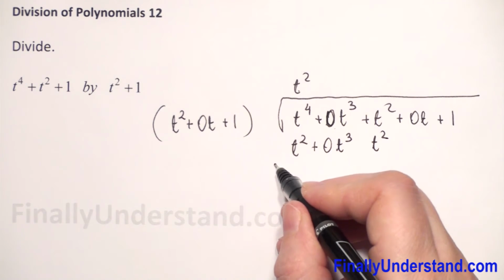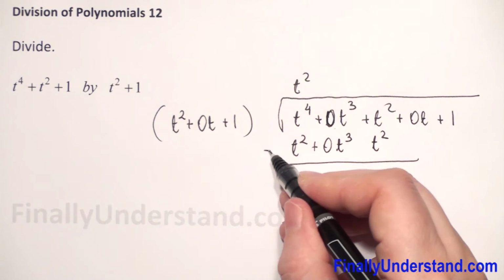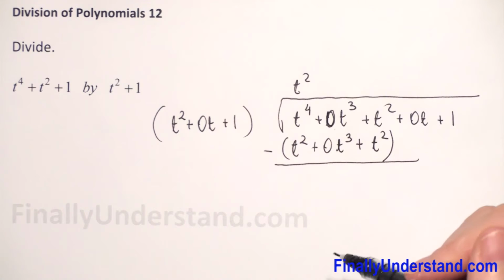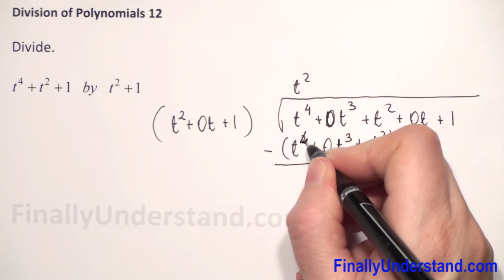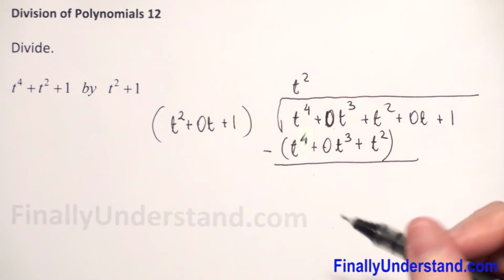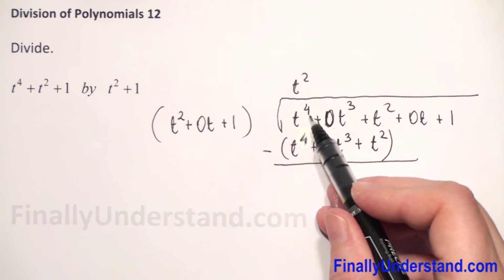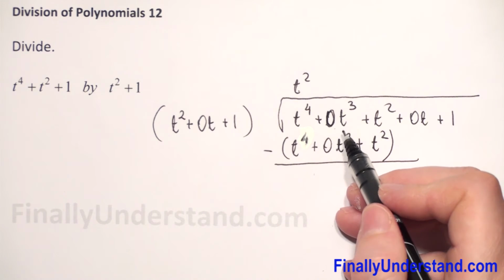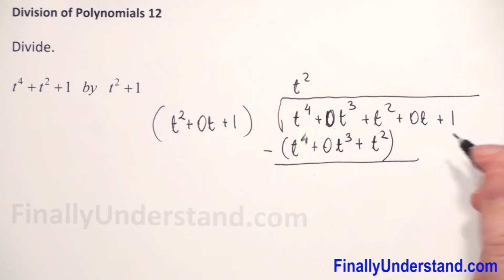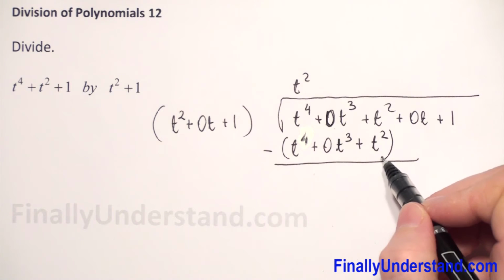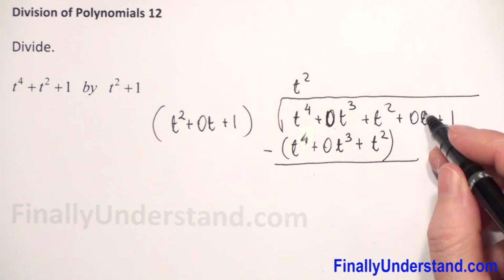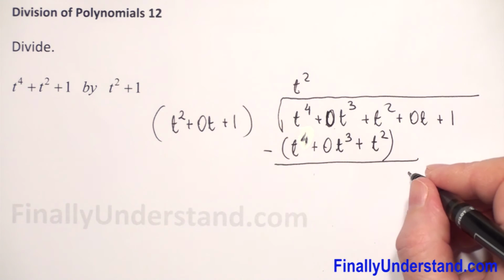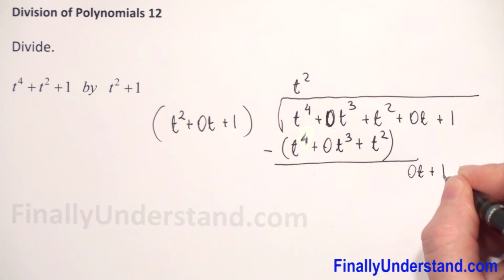Now, of course, that's here. So next we have to do subtraction. Here is positive because 1 times t squared is positive t squared. I should write here t to fourth power. So now we do subtraction. t to fourth power minus t to fourth power is 0, we don't have to write. 0t cubed minus 0t cubed is 0, we don't have to write. t squared minus t squared is 0, we don't have to write. And now we have to take down the next terms. We have 0t plus 1.